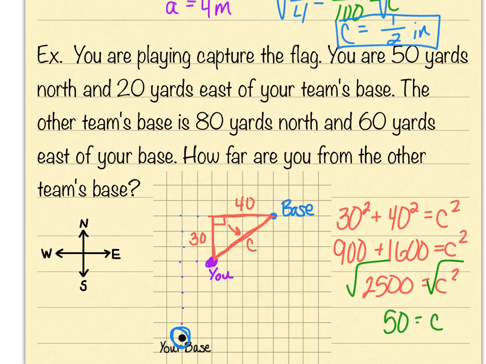So we are 50 yards away from the other team's base. That's what this distance right here is. We can use the Pythagorean theorem to find out the distance between 2 points. We'll actually do more with this in a later section. We'll use what's called the distance formula, which is very similar to the Pythagorean theorem.